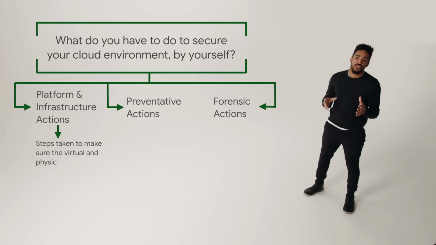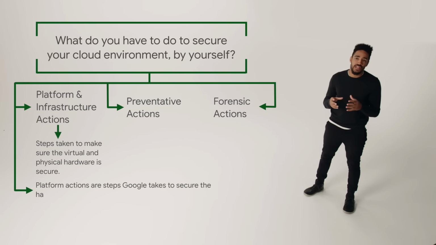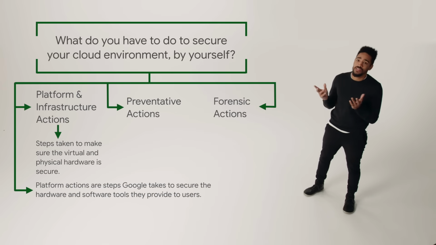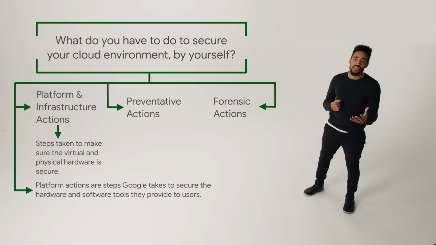Infrastructure and platform actions are steps you take to make sure the underlying hardware or virtual hardware are secure. There are two components to this: platform security, which Google completely manages, and infrastructure security, which is managed by the user, but Google Cloud provides tools to help. Platform actions are steps Google takes to secure the hardware and software tools available over the internet they provide to users. This could be anything from physically securing data centers to replicating data across regions to make sure it's available even in the event of a natural disaster somewhere.